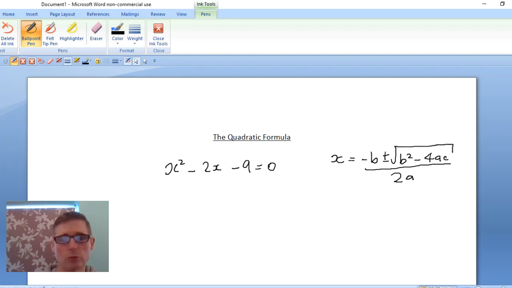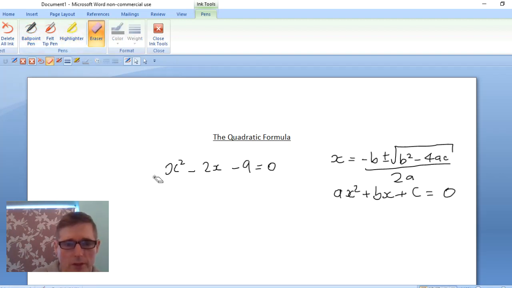But we have to realise this: each one of these letters is to do with the coefficients which might occur in front of, say, the x squared, or the x, or the final term in the quadratic. So a quadratic could be written as ax squared plus bx plus c equals 0. In our case, we need to work out what the value of a, b and c are for this quadratic.